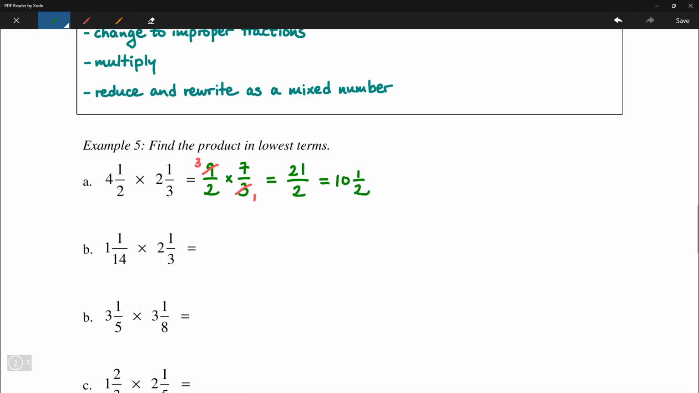Okay. Similar in the second example, 1 times 14 is 14. 14 plus 1 is 15. So this is 15 over 14 times 2 times 3 plus 1. So just like the last example, we have 7 over 3 again. In this case, however, 15 and 3 can be reduced to 5 and 1, and 7 and 14 can be reduced to 1 and 2. And then we can multiply these together. 5 times 1 is 5. 2 times 1 is 2, of course. And we can rewrite this as 2 and a half.